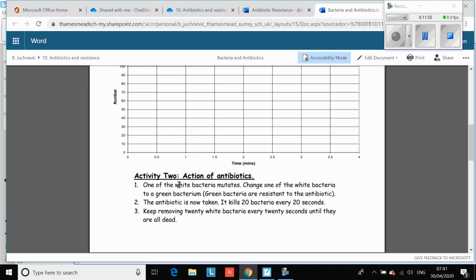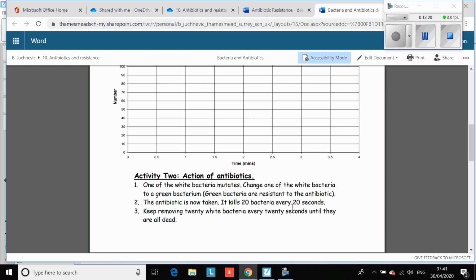So activity 2, the action of antibiotics. One of the white bacteria mutates, so change one of the white bacteria to a green bacteria. They're resistant to antibiotics. The antibiotic is now taken. It kills 20 bacteria every 20 seconds. Keep removing 20 white bacteria every 20 seconds until they are all dead.